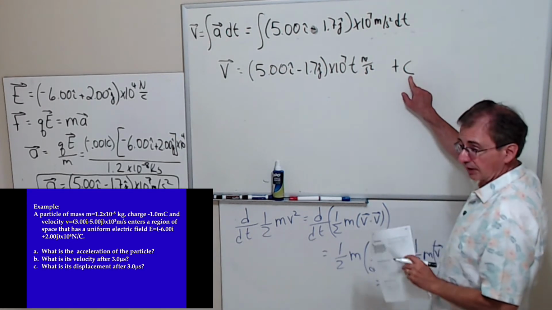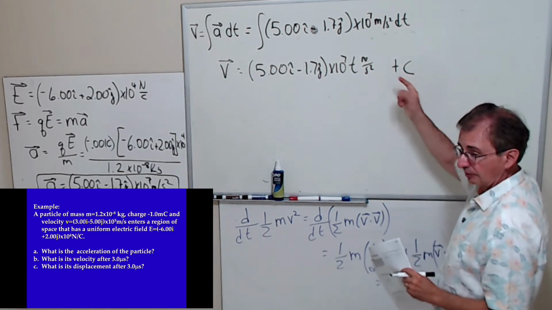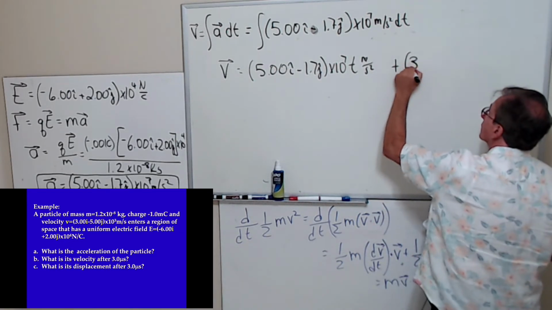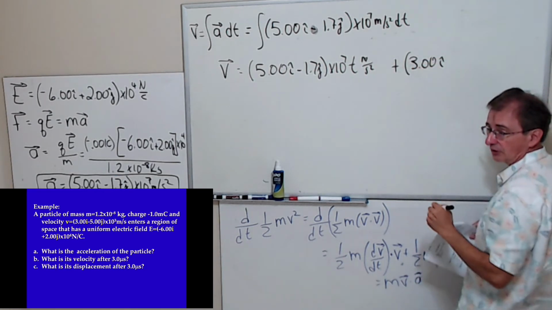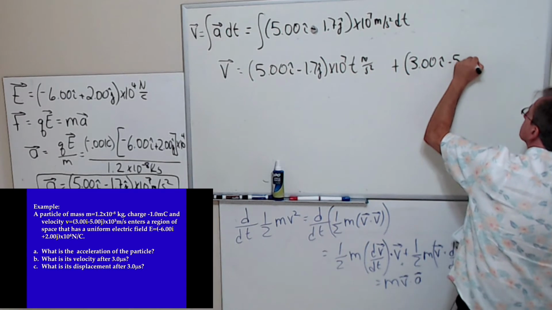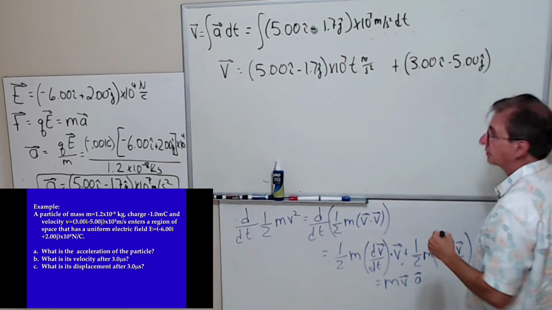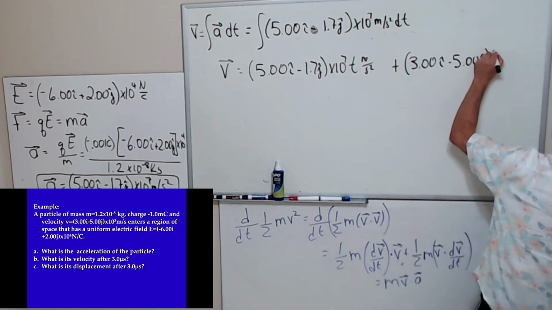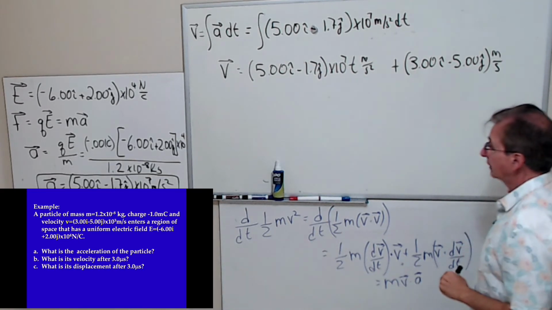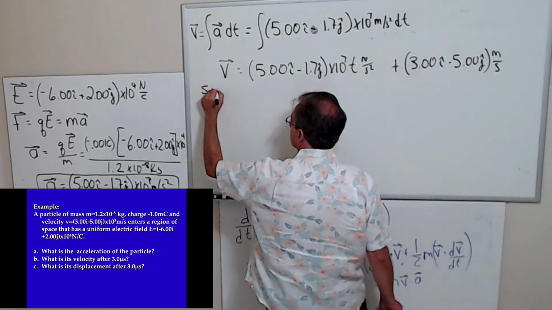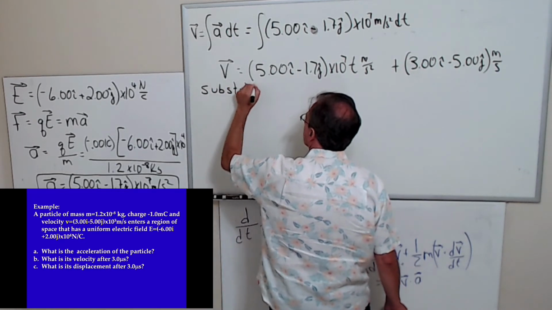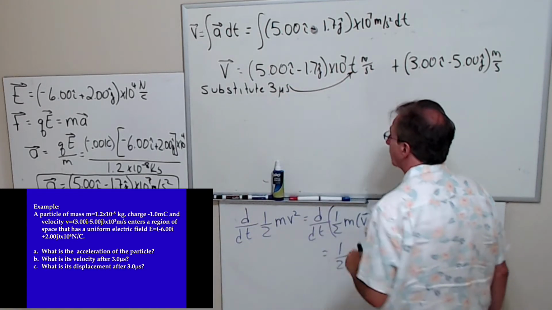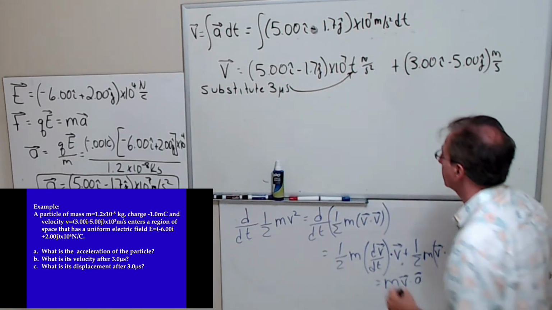Of course, my constant here is my initial velocity. So I'm going to erase the C and put in my initial velocity, (3.00 i hat minus 5.00 j hat) times 10 to the third. Oops, that's not negative. Now, substitute 3 microseconds. I'm going to put that here, and then I'm going to skip that step if you don't mind, and you'll get v.